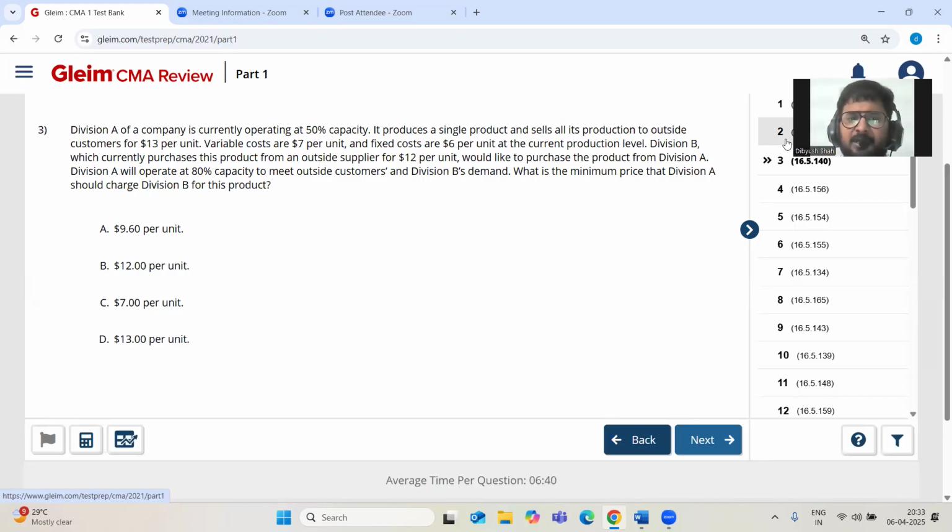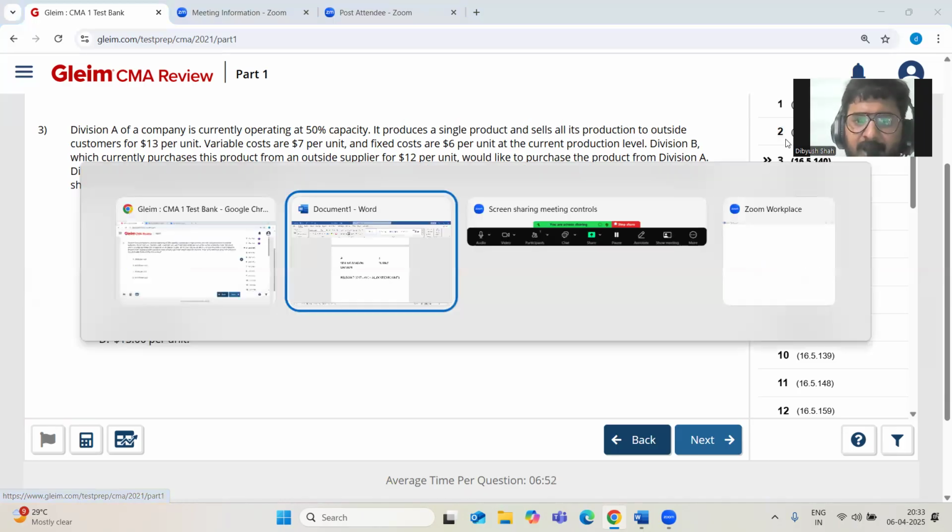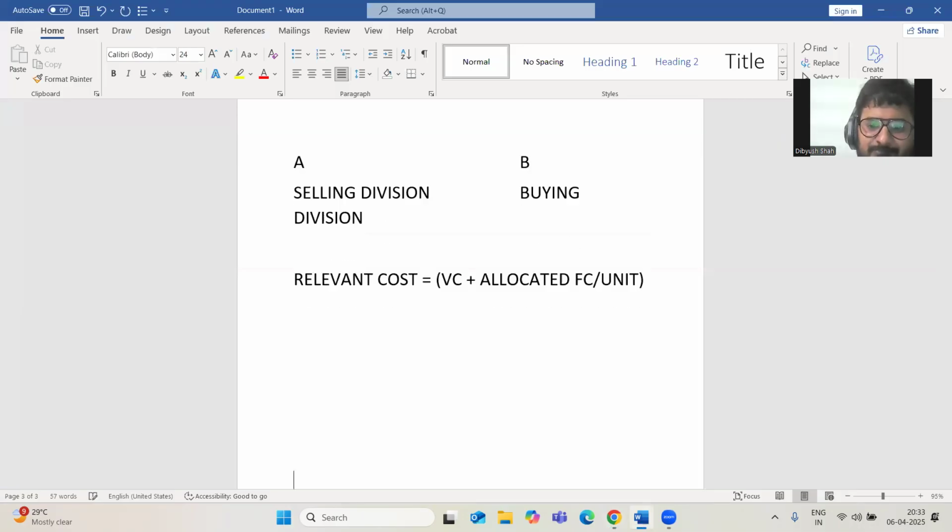Division B purchases the same product from an outside supplier for $12. They would like to purchase the product from Division A. Division A will operate at 80% capacity to meet outside customers and Division B's demand. What is the minimum price that should be charged? Understand this question.